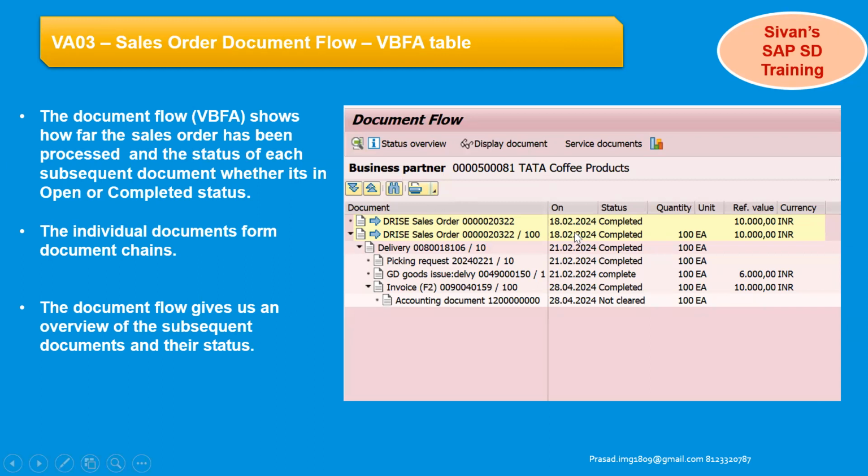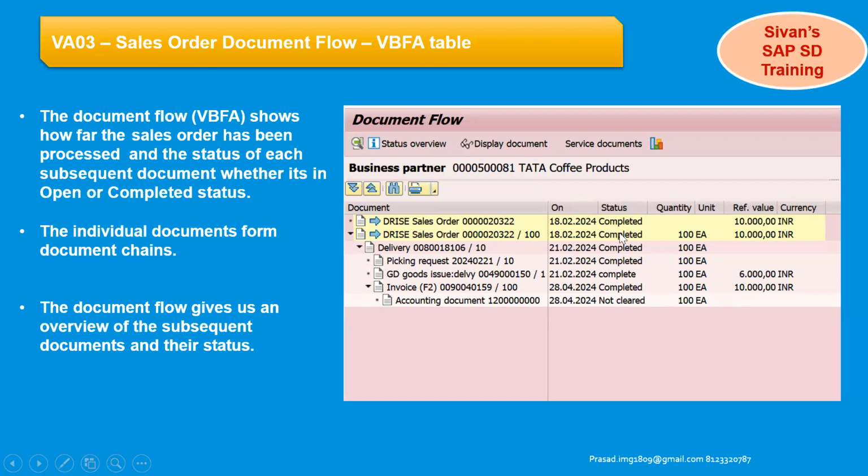For this we can use the table called VBFA. In the table we can see the sales order is in completed status because it is completely referenced in the outbound delivery, and the delivery is also in completed status. The picking request and goods issue are also in completed status because this delivery document is completely referenced. With reference to the delivery document, the invoice got created. It is now in completed status. Then the accounting document, which is not yet cleared, will be totally taken care of by the FICO team, the finance team.